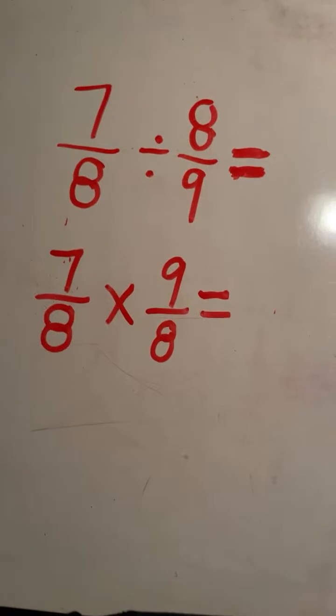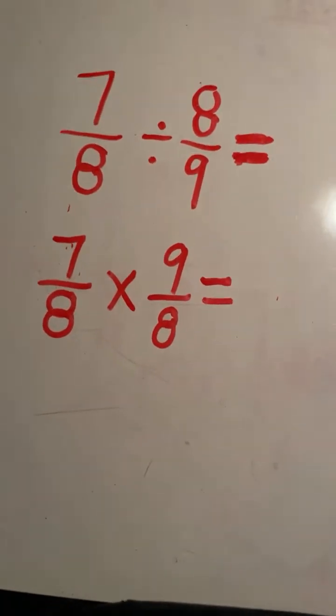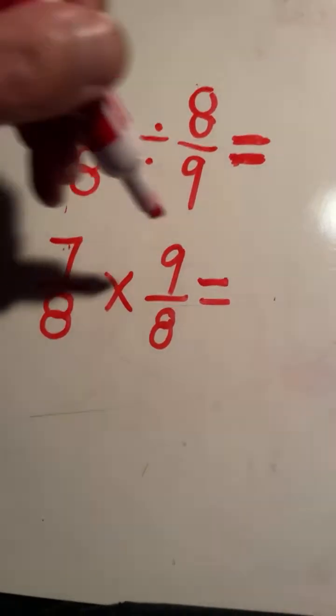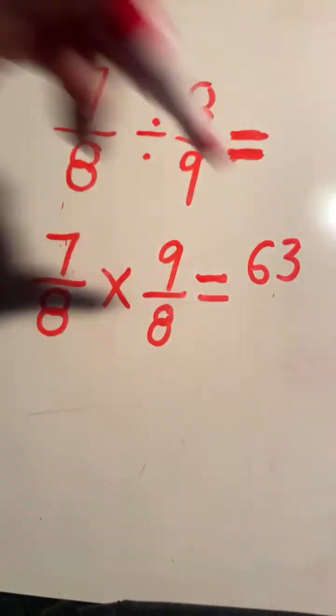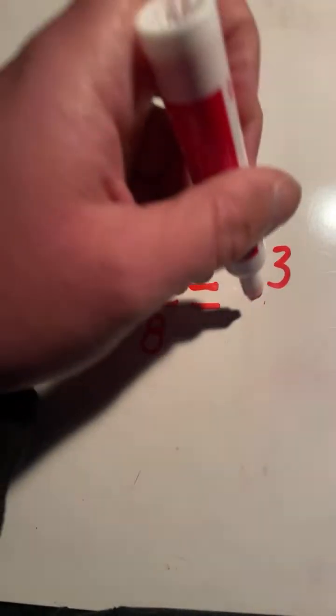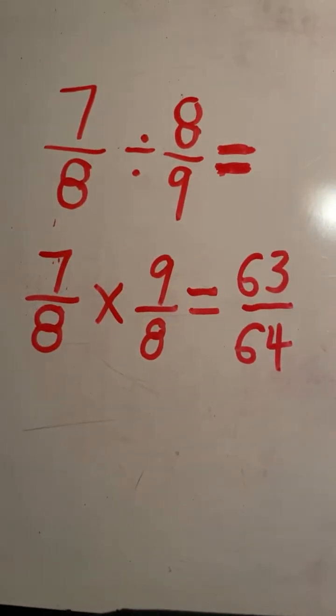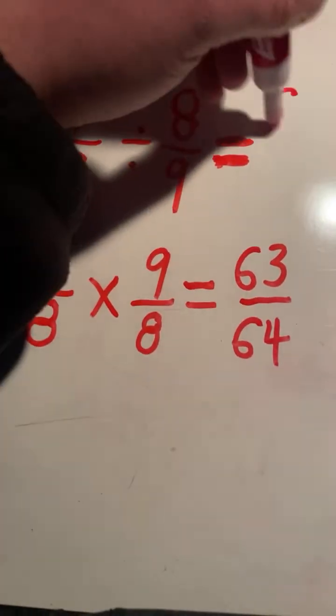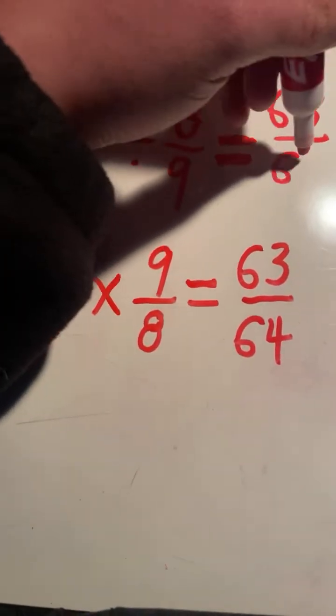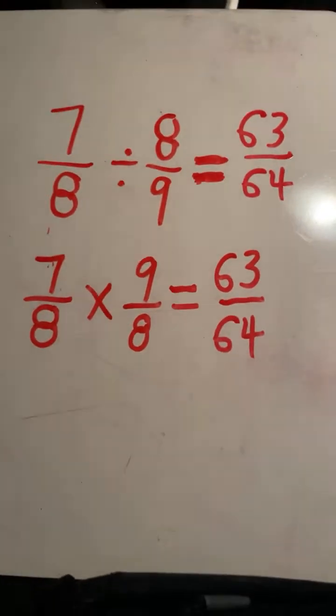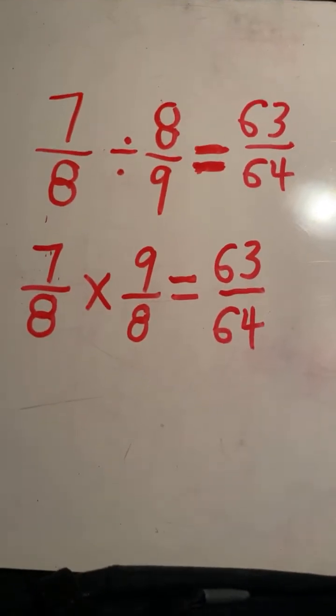Last, we multiply our numerators and our denominators. So 7 times 9 equals 63. 8 times 8 equals 64. And we have our final answer, 7/8 divided by 8/9 equals 63/64. That particular answer is in lowest terms.